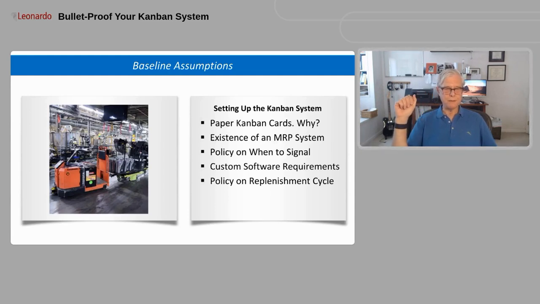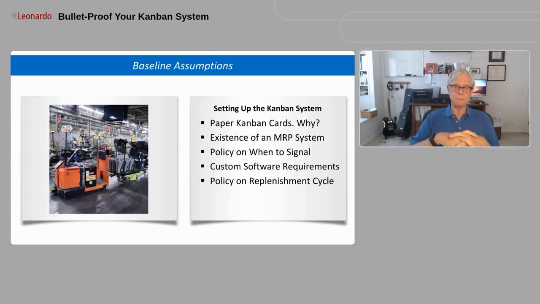Fourth requirement in setting up the Kanban system is custom software requirements. So I'm going to describe something that involves software to a certain extent. We talk about manual cards and stuff, but I'm not talking about a 100% manual system here. So I'll be talking about some software requirements that maybe you don't have, right? If you really want to bulletproof your system, you may want to think about developing some custom software. And maybe you can get ChatGPT to help you with that, writing the code. I don't think it's a complex software application, but it may be something you would need to have.